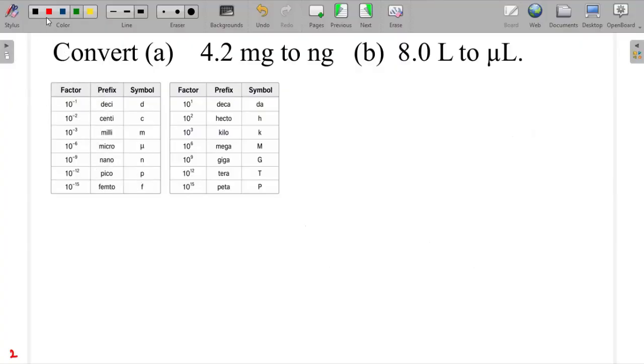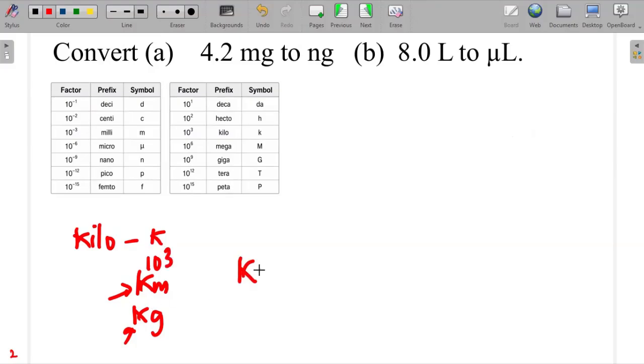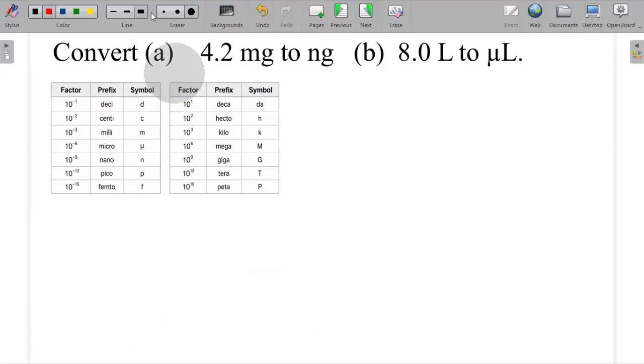Now, 10 power something indicates a name, and that name will have a symbol. For example, kilo has the symbol K. When you say kilometers or kilograms, this K simply means kilo, and its value is 10 to the power 3. So if someone writes kilometer, it's the same as writing 10 to the power 3 meters, because the value of K comes from the metric table. When you're converting units from one prefix to the other, you simply use the metric system.